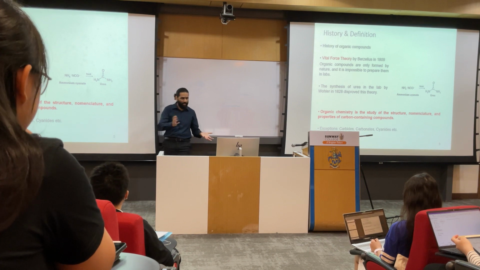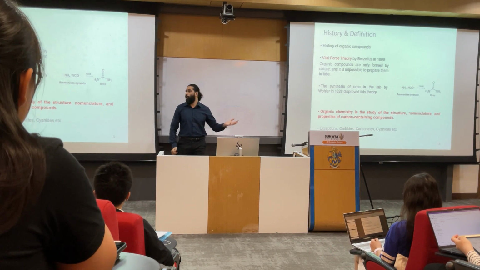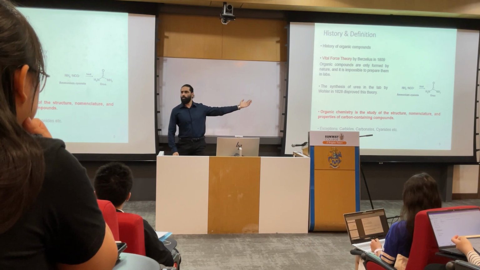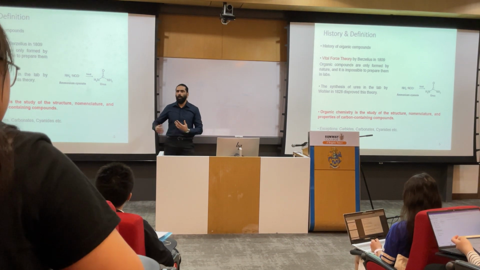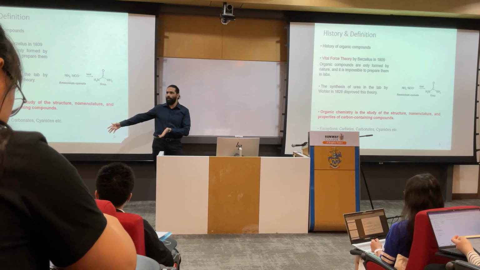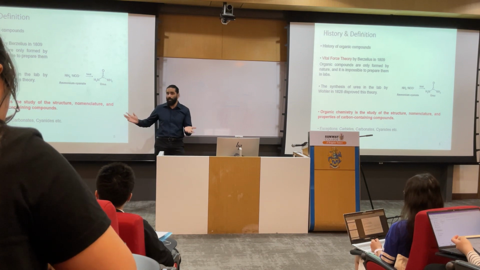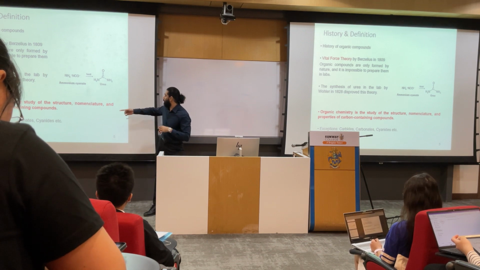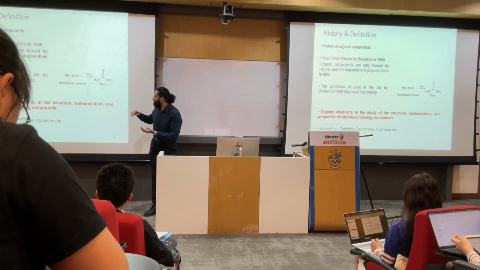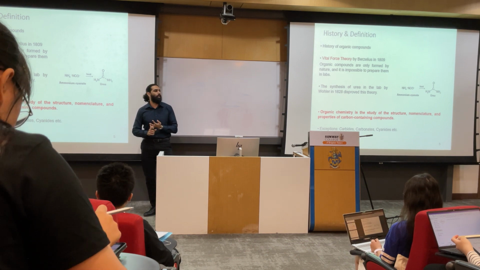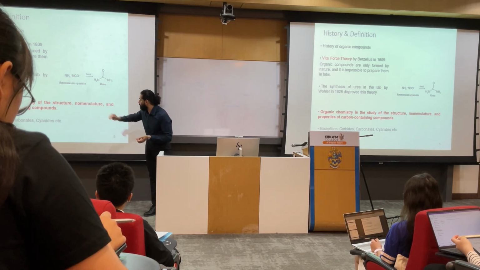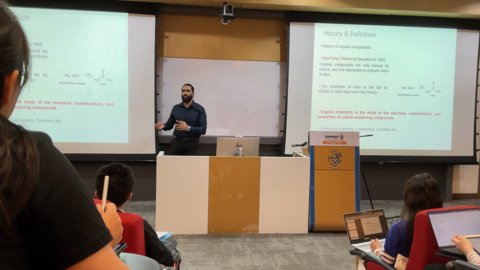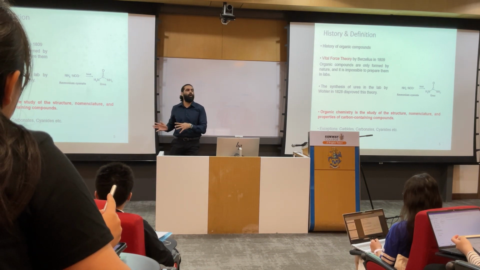So that is the history of organic chemistry, how it came into being and what it was considered before. But post Wohler, the major definition of organic chemistry is that organic chemistry is the study of structure, nomenclature, and properties of carbon-containing compounds. The exceptions are there: carbides, carbonates, cyanides, oxides. These are generally not included in organic chemistry.